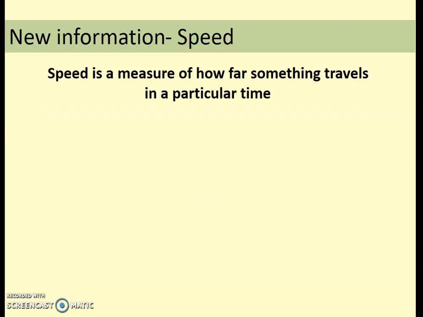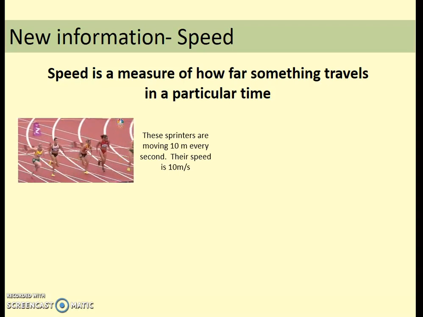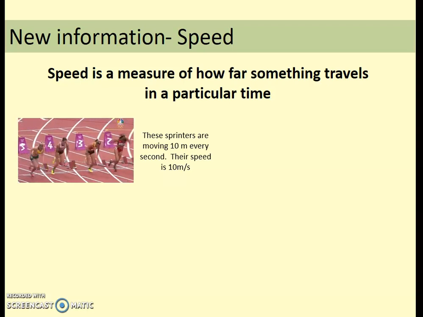So the first one is speed is a measure of how far something travels in a particular time. So how quickly you go in a car or how quickly you go on a bike to your destination is speed. So as you can see, the sprinters, they're moving 10 metres every second, so their speed would be 10 metres per second.